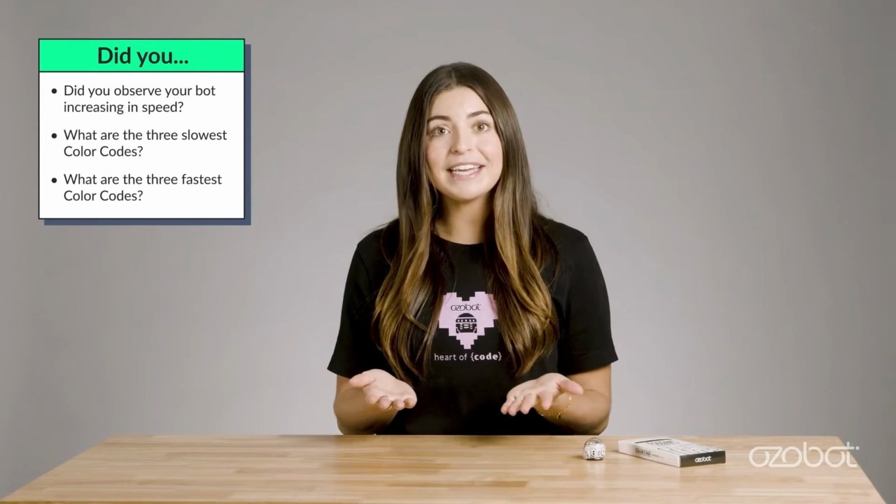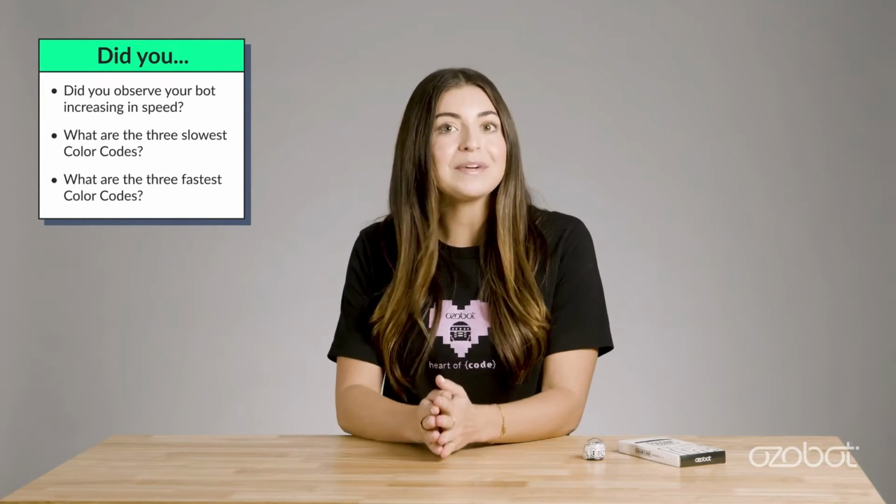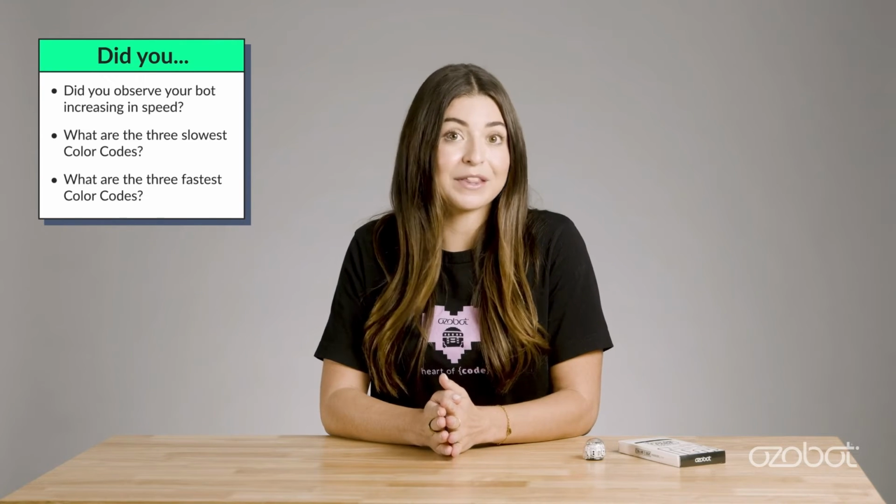Did you observe your bot increasing in speed? What are the 3 slowest color codes? What are the 3 fastest color codes?